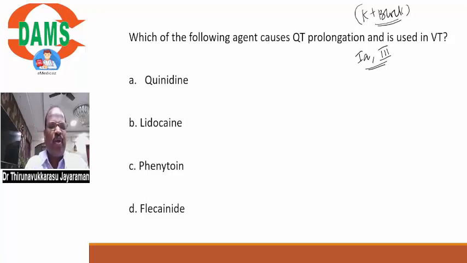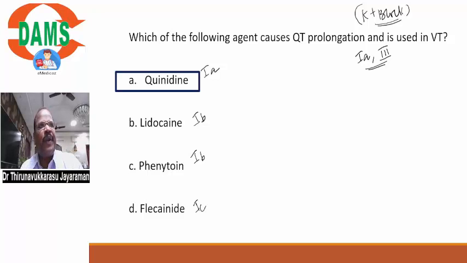Now the options. Quinidine, we know, is a class 1A drug. Lignocaine is a class 1B drug. Phenytoin is a class 1B drug. Flecainide is a class 1C drug. So the answer is option A, quinidine. Remember, class 1B drugs have no risk of QT prolongation at all. They don't cause QT prolongation. Flecainide may or may not, but class 1A definitely has risk of causing QT prolongation.